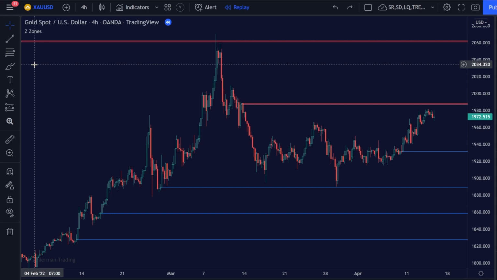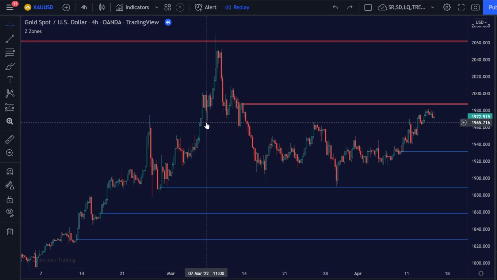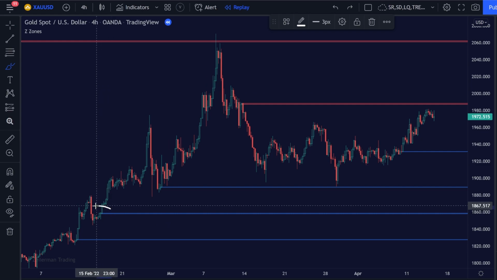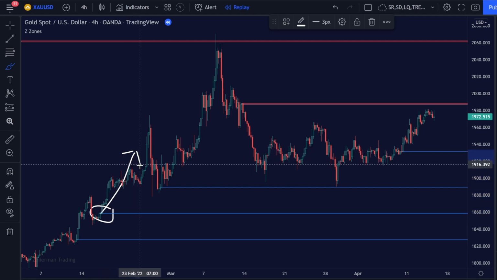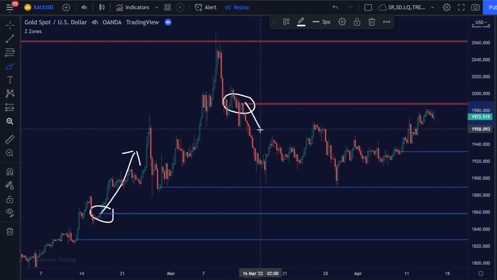Okay, let's move on to the supply and demand zone, and I want to keep this simple in terms of the definition of what demand and supply is. A demand zone is created in areas where we have a higher buying interest, which eventually drives the price up. And a supply zone is created in areas where we have higher selling interest, which eventually drives the price down.